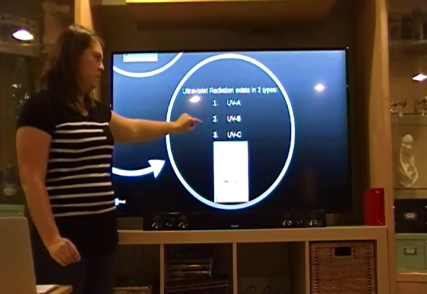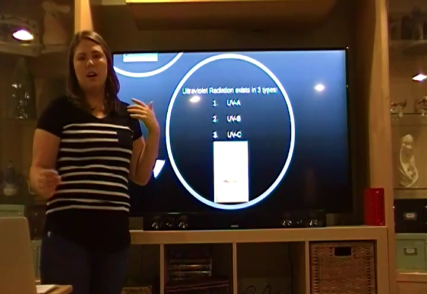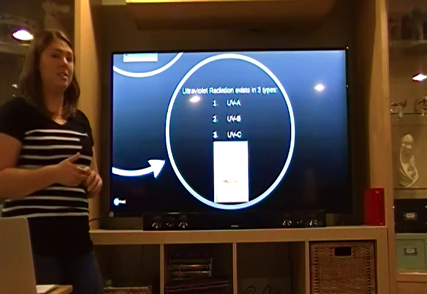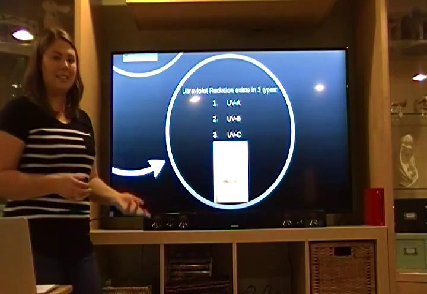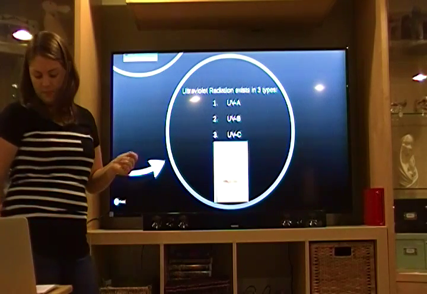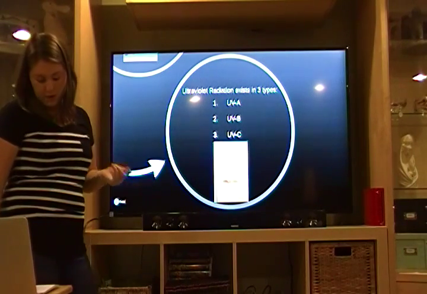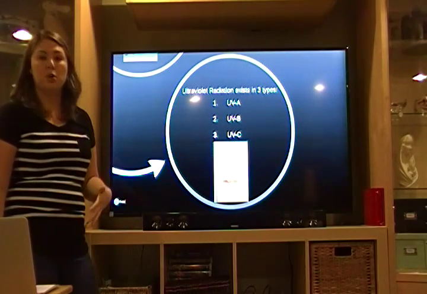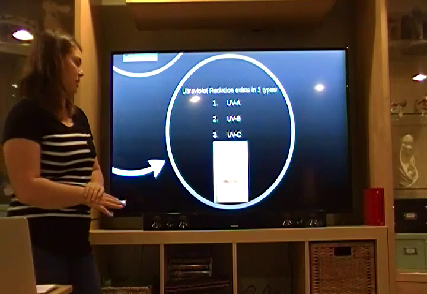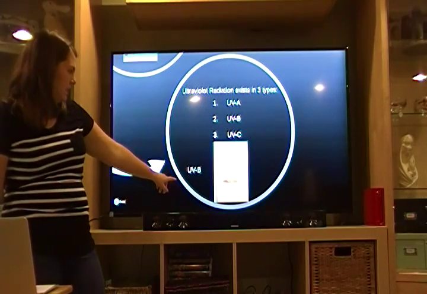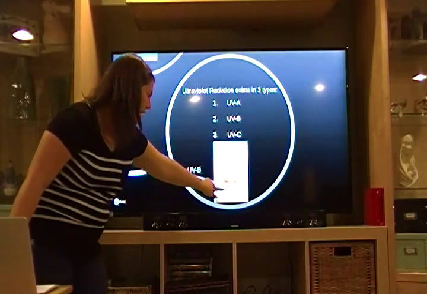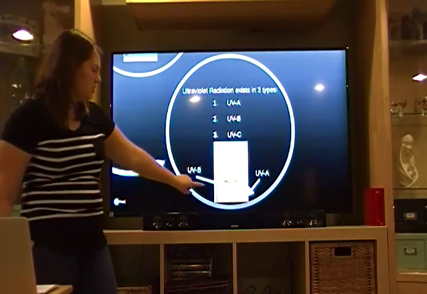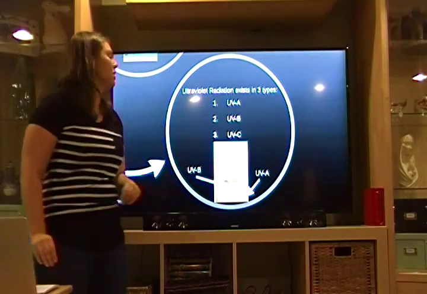So what's left is UVB, and it can differ in strength just depending on your season, your location, or the time of day. UVB is the main cause of sunburns and damage to the outer layers of your skin. As you can see here, UVB will damage the outer layers of the epidermis, where UVA damages the deepest inner layers of your epidermis.